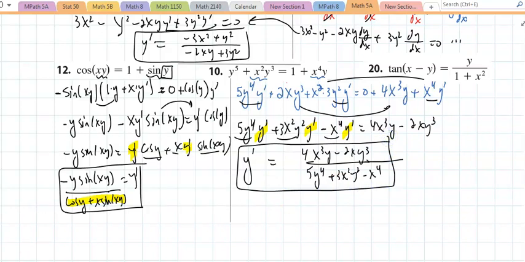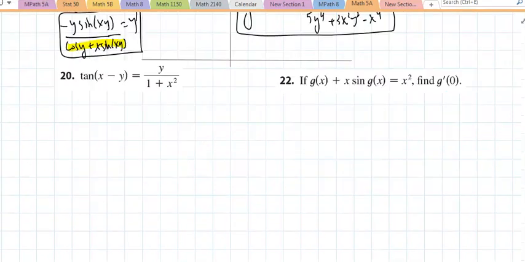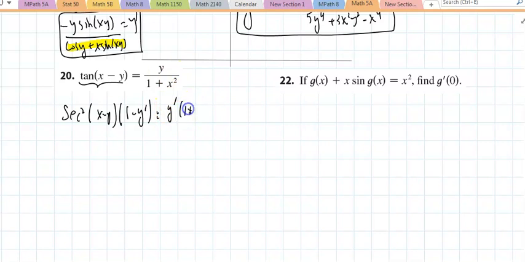So, I'm going to put number 20 to the bottom. Number 20, I want to take a derivative of, again, the outermost function, if I was using the chain rule. I'll say, well, I'm going to have the derivative of tangent, which is secant squared before I reach that angle, times the derivative of the inside. Well, the derivative of x is 1 minus y prime. That's the quotient rule. Derivative of the top times the bottom minus the top times derivative of the bottom.